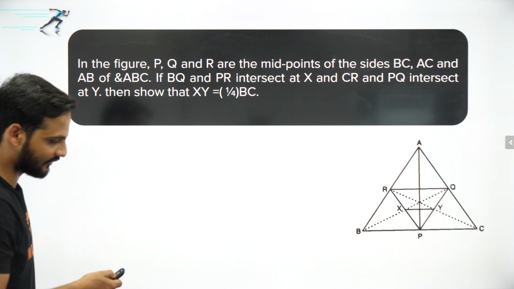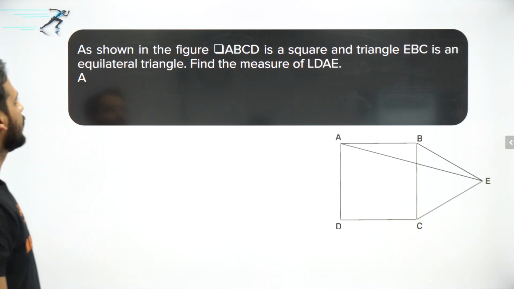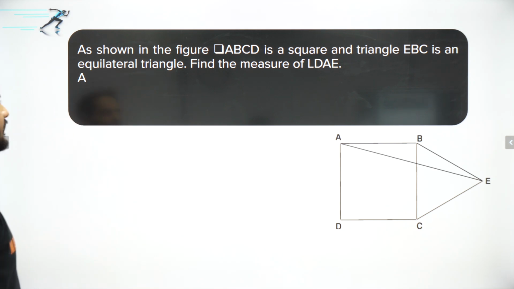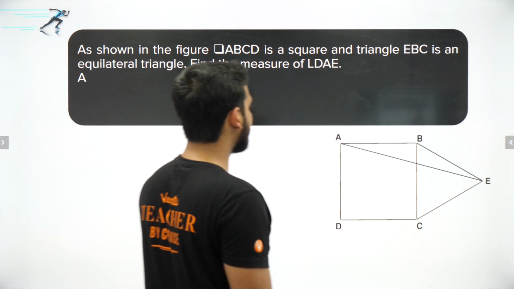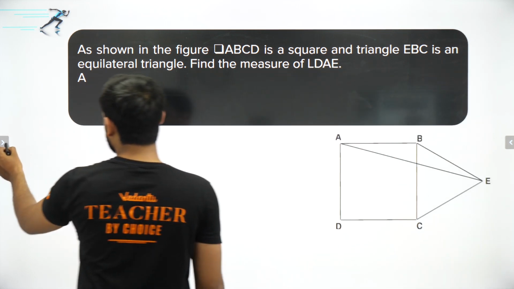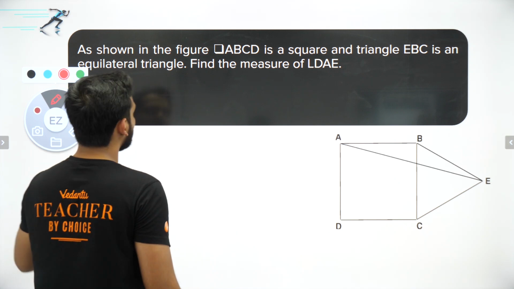So chalo, let's move to the next question. As shown in the figure, ABCD is a square and triangle EBC is an equilateral triangle. Find the measure of angle DAE. Now DAE, this angle you need to find out. It can be found very easily, bachcho. Nothing much to think about here.